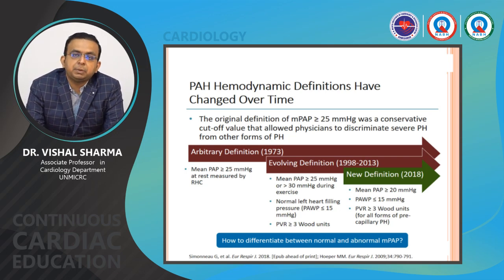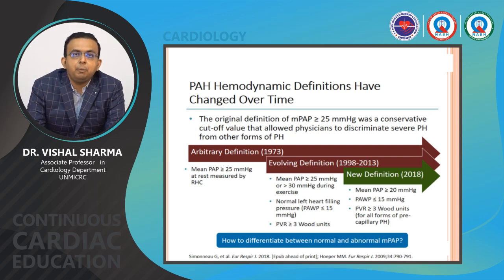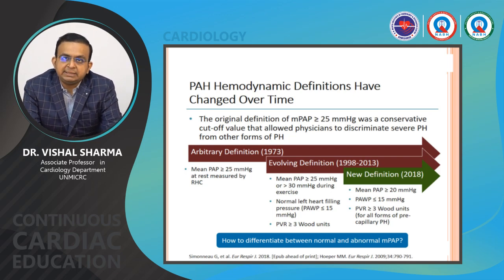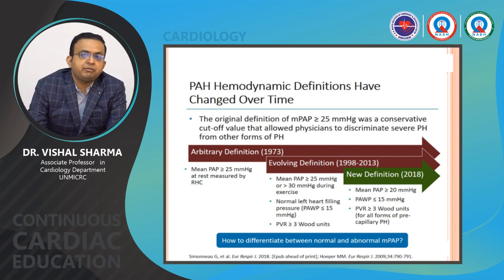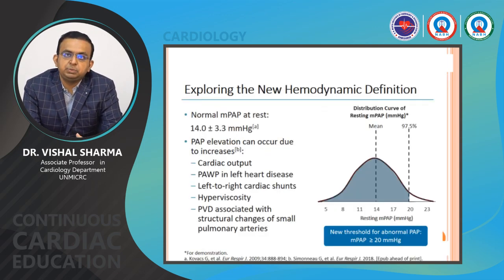The World Symposium on Pulmonary Hypertension again met at Nice and they redefined the definition. Now pulmonary arterial hypertension is defined as mean pulmonary artery pressure of more than 20, a PVR of more than 3, and pulmonary artery wedge pressure of less than 15. So why this revision in definition? Did we require this revision?